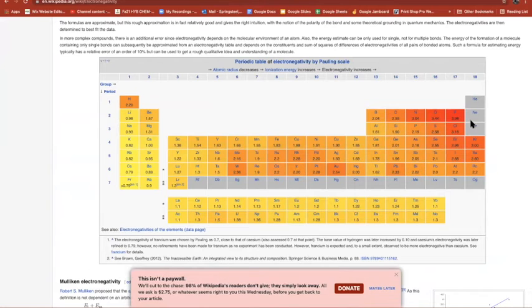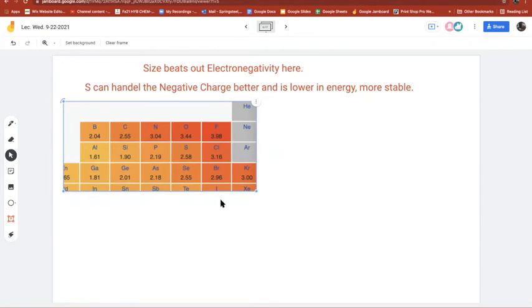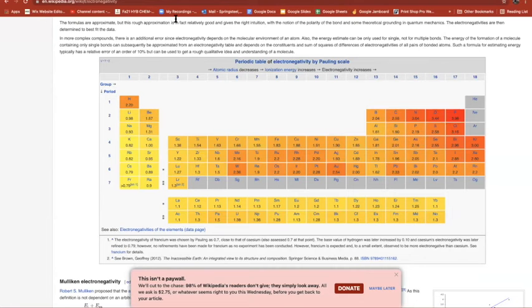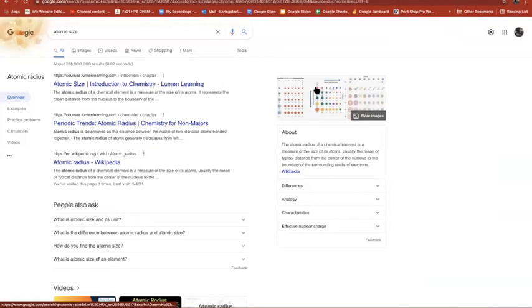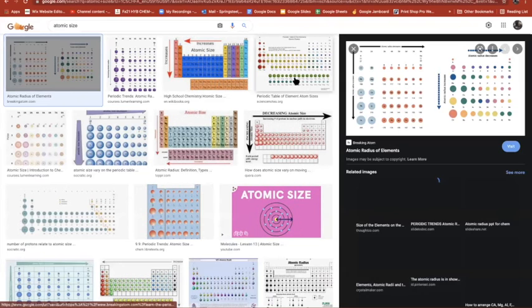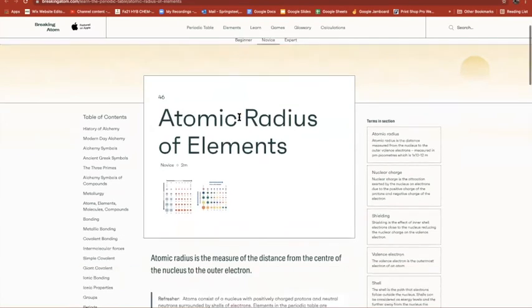Here we go. In terms of electronegativity, sulfur is right below oxygen on the periodic table. So you can see the oxygen is more electronegative, sulfur is less electronegative. But now when we talk about atomic size on the periodic table, the sulfur is much larger.